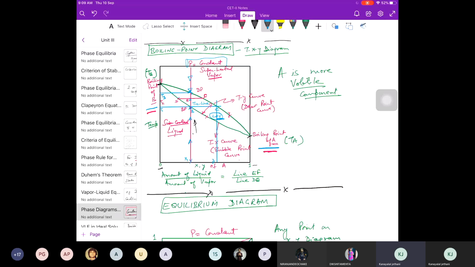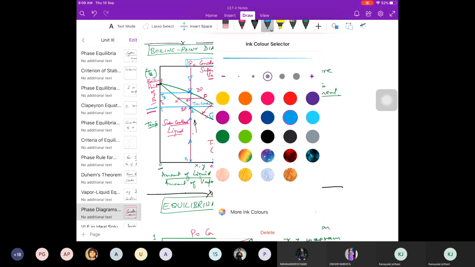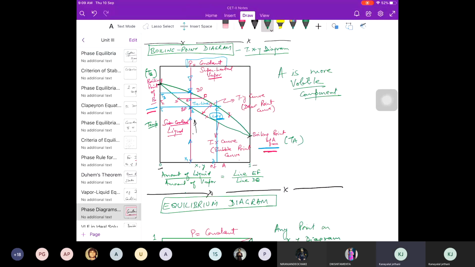और TY curve कौन सा है? Dew point curve, right? So we had said that if I start with suppose x1 here, this is the composition, and I increase the temperature, I'll reach a point B where the first bubble will form. I know the composition X and I know the pressure. Pressure is constant here. I need to find the temperature and the composition of the vapor.